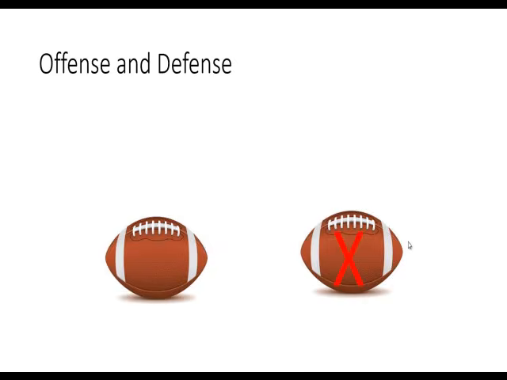The team that has the ball is on offense. Their objective is to try to get into the end zone where they'll score a touchdown. The team that does not have the football is the defense. Their objective is to try to stop the offense.